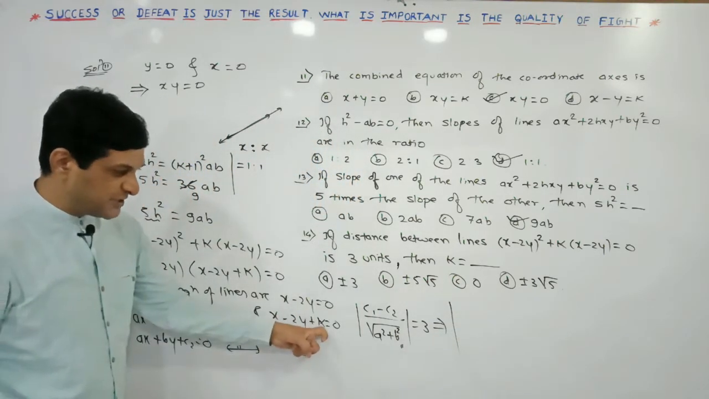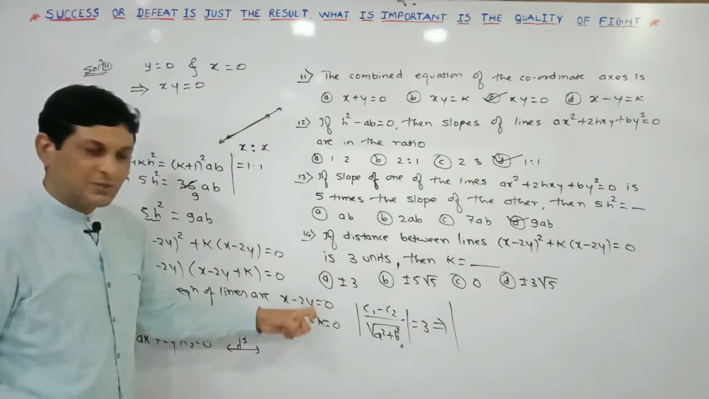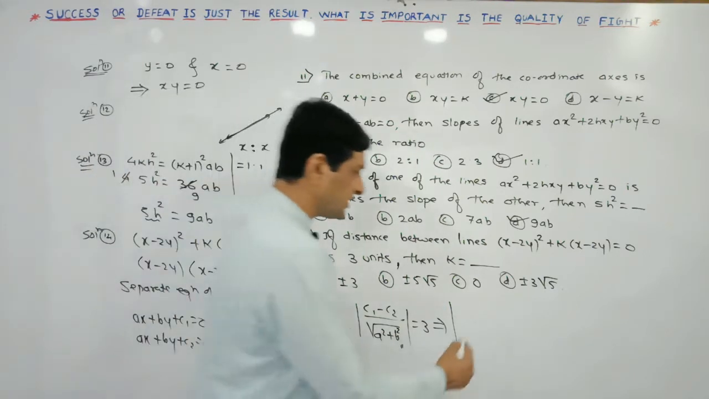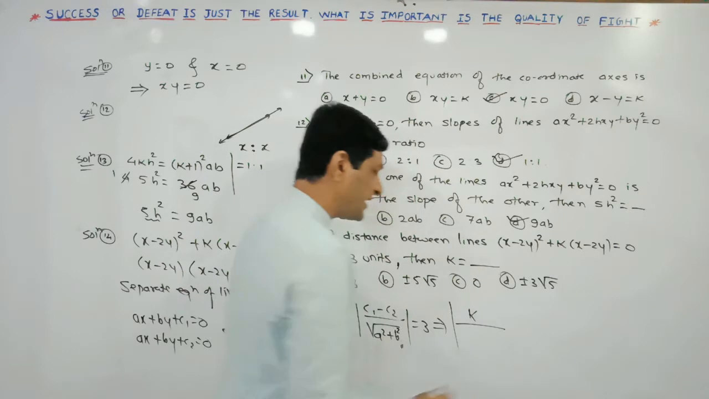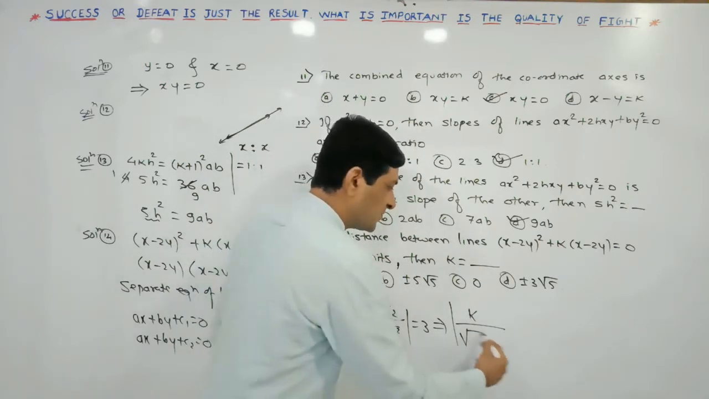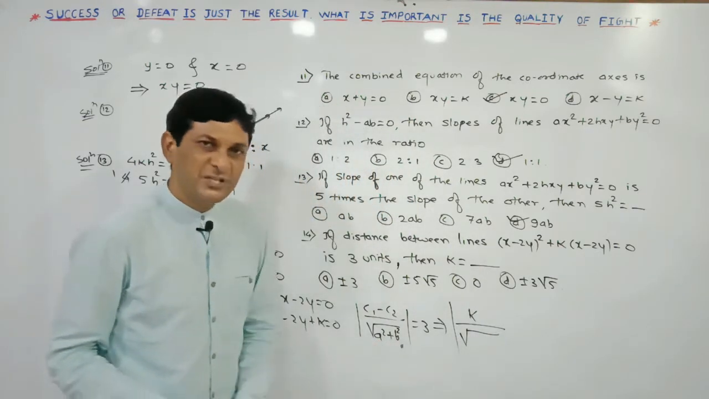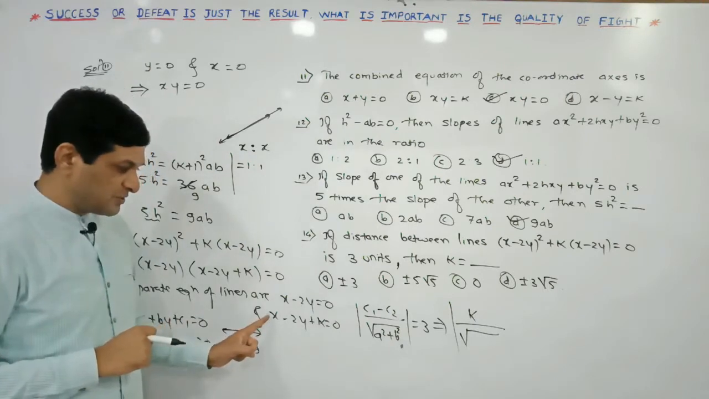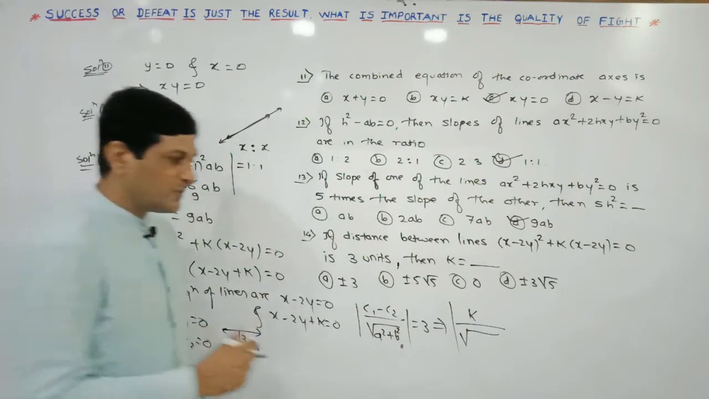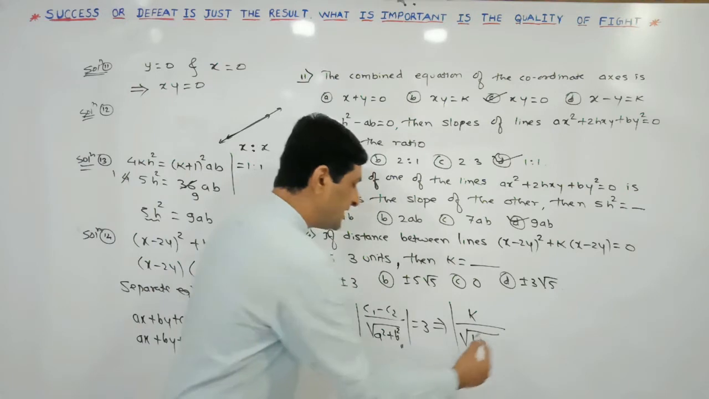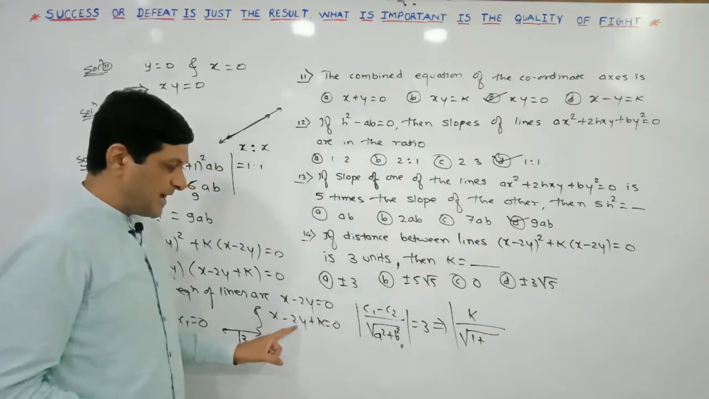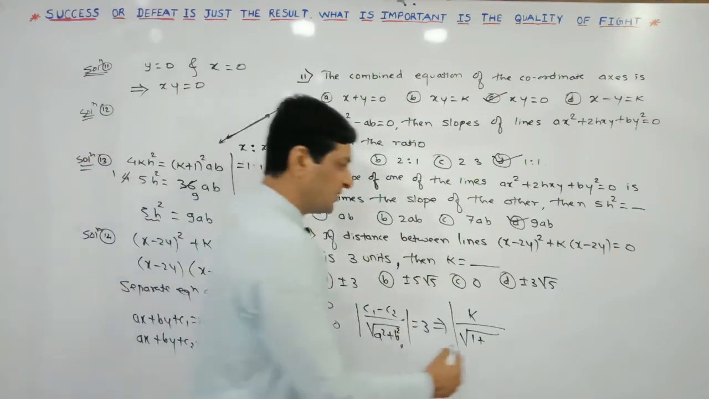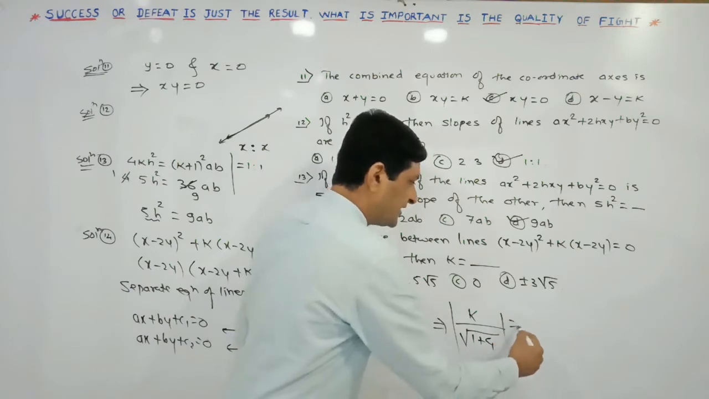c1 minus c2 means k. Here c2 is what? 0. So k minus 0 means k. In the numerator we will get k. In the denominator, let us see what we will get. Under root a square plus b square. a means the coefficient of x. What is the coefficient of x here? 1. What is the square of 1? 1. Plus b square. Here the value of b is minus 2 and the square of minus 2 is 4. On this side 3, keep it as it is.